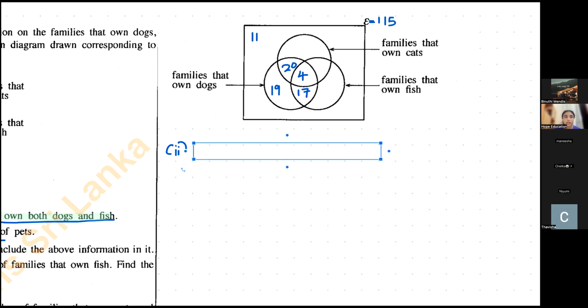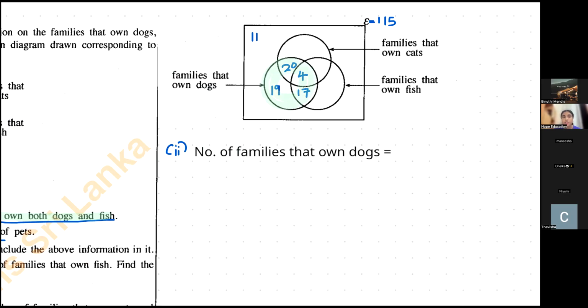That means the number of families that own dogs. Dogs is this circle. This whole circle is filled. So we just have to add the numbers. 20 plus 4 plus 19 plus 17. So 20 plus 4 is 24. 24 plus 19, 17 can 20, 36. We get 60. That is the number of families that own dogs.